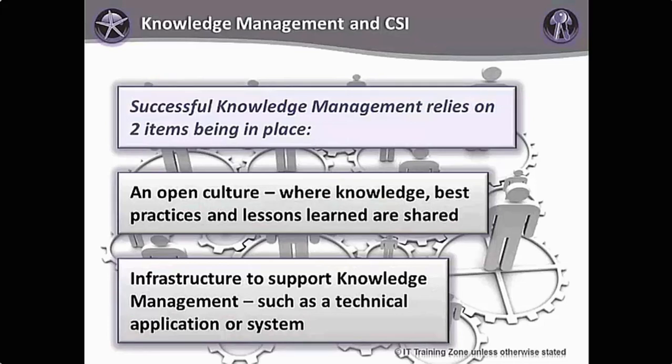To be successful, knowledge management relies on two items being in place. An open culture, where knowledge, best practices, and lessons learned are shared across the organization, and individuals are rewarded for sharing. And infrastructure to support knowledge management. Infrastructure may be a technical application or system which allows individuals to conduct online or self-paced training. It may be a process or knowledge-sharing activities designed to bring people together to discuss best practices or lessons learned.